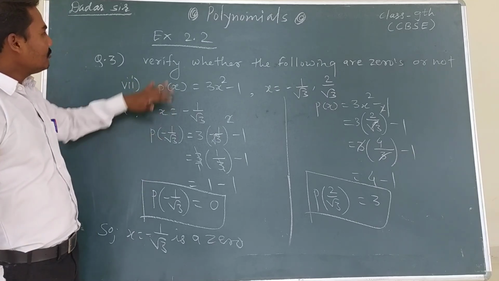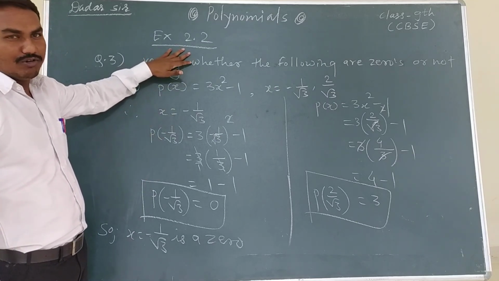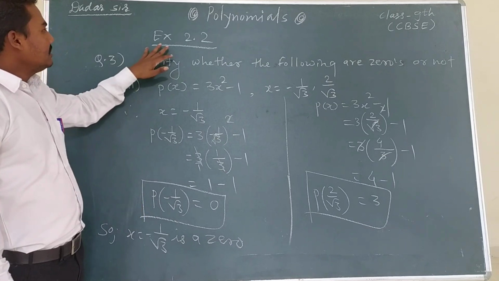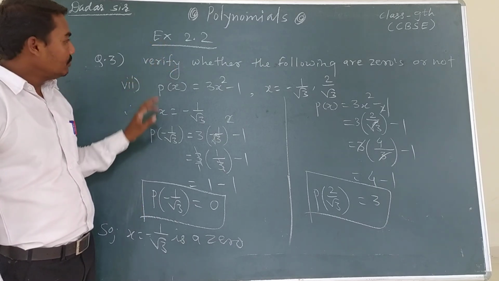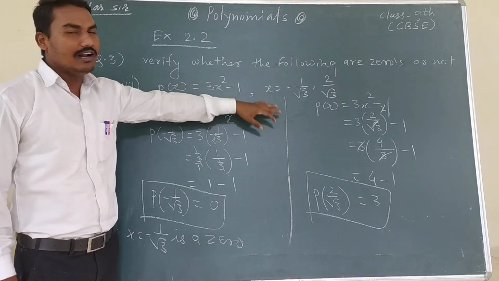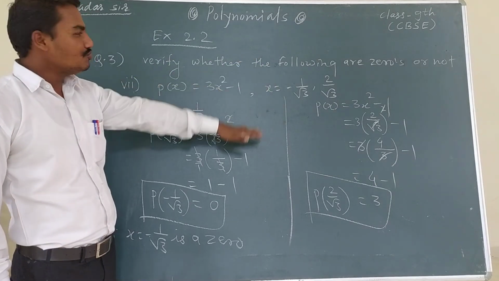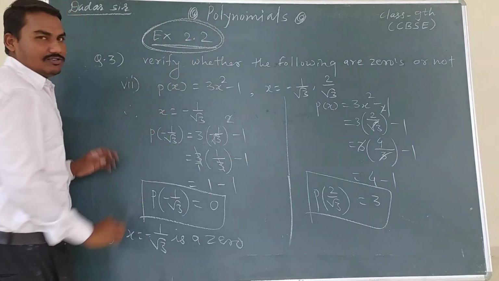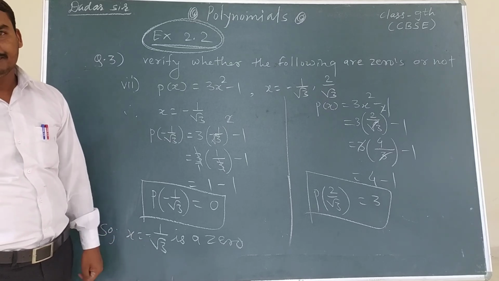So like that we have to solve exercise 2.2. Very simple numericals. Exercise 2.2 is based upon finding the zeros of the polynomial and finding the values of a polynomial at particular numbers. Okay, only these 2 points come under that. So you have to solve exercise 2.2. Okay, thank you.